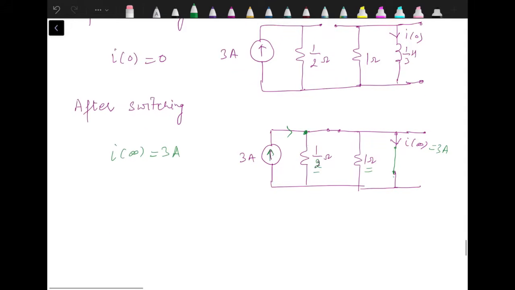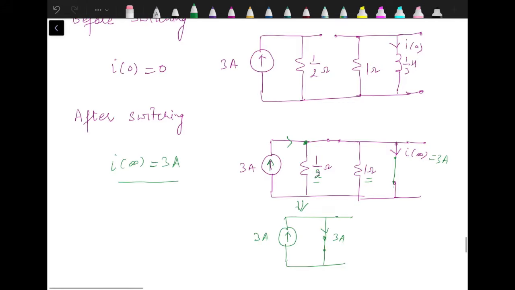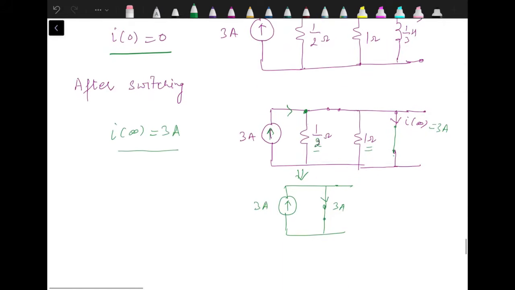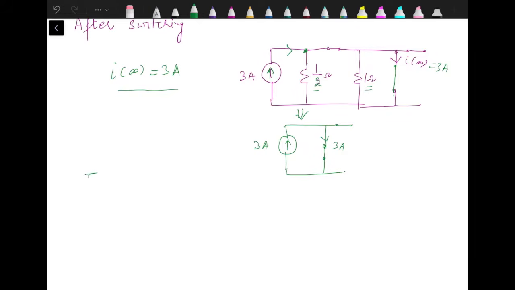What we can say that all the resistances which are connected in parallel with short circuit, that is the inductor terminals, they are actually getting shorted. So the current through the inductor terminals is actually 3 ampere. So now we have the answer of i infinity, we have the value of i0 as well. Next step is we need to calculate time constant, that is tau, which is L by R equivalent.